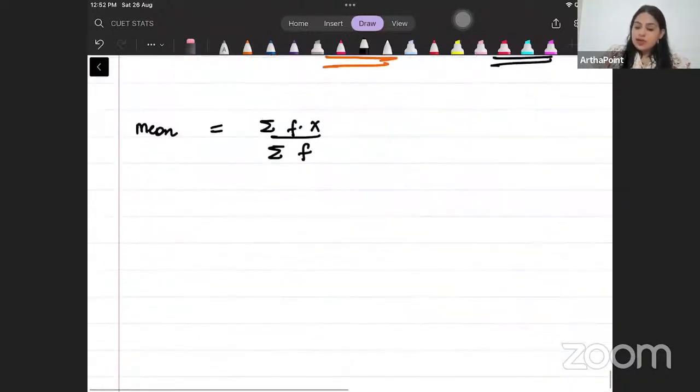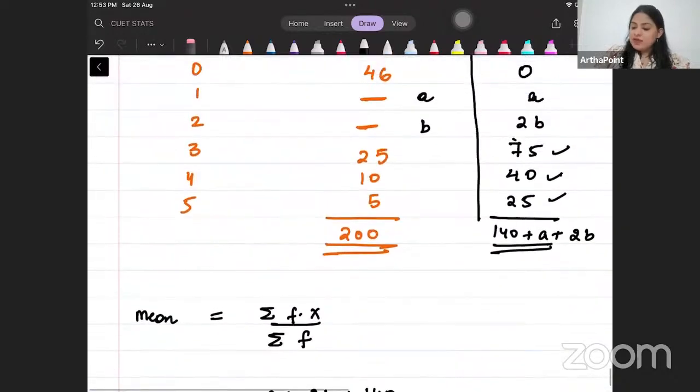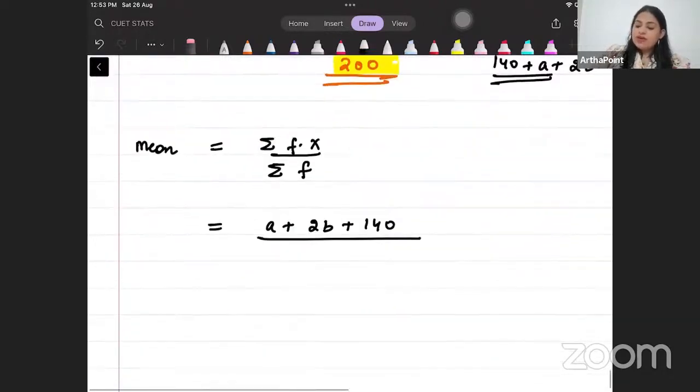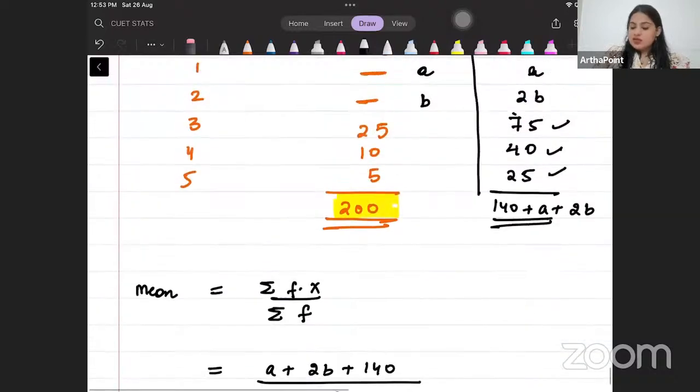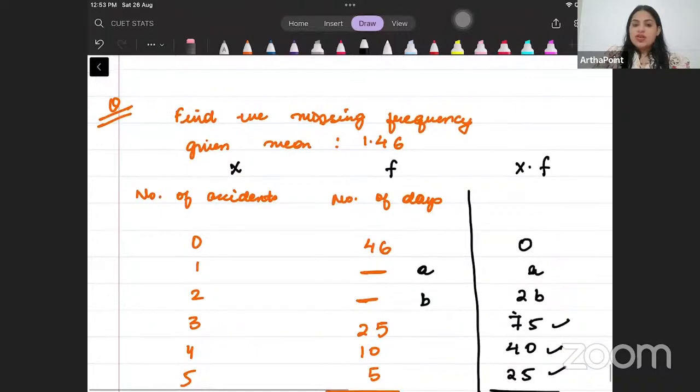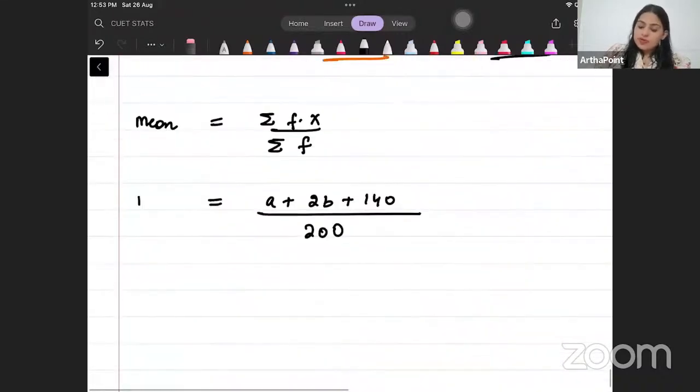So how do you find mean? Mean is summation XF, that is, A plus 2B plus 140, upon summation F. So summation F is coming down as 200. So divided by 200. And your mean is given to you as 1.46. So I can just equate this to 1.46.